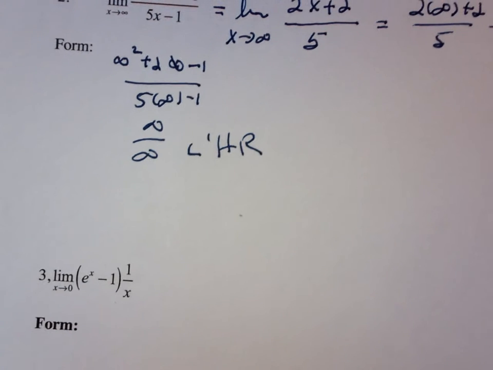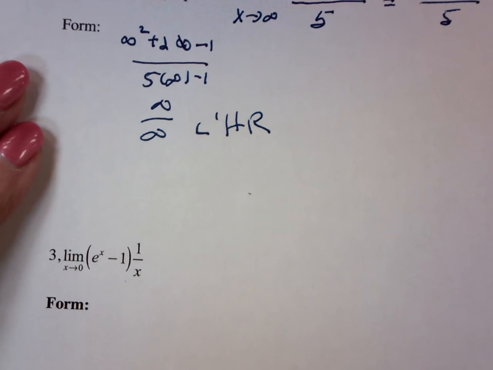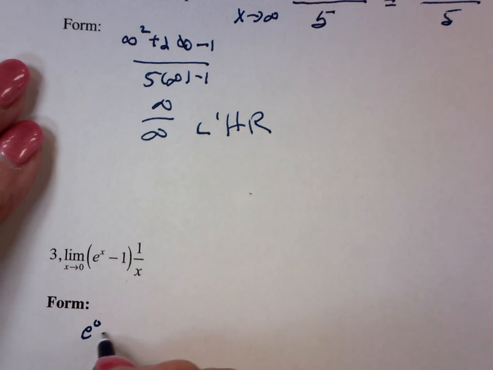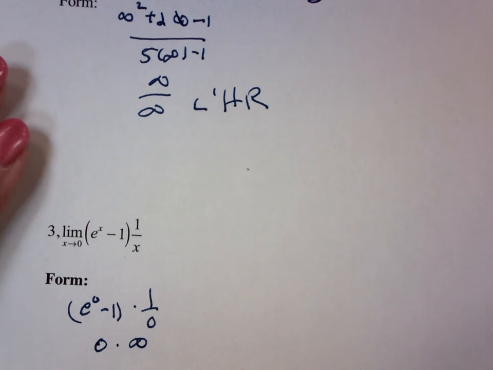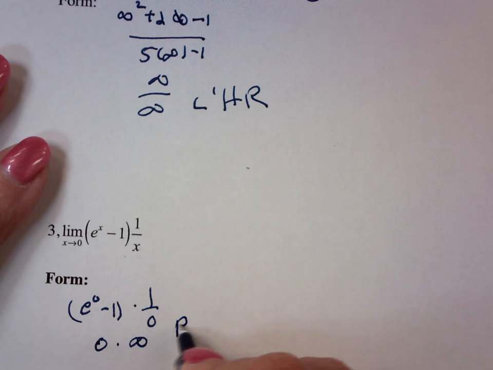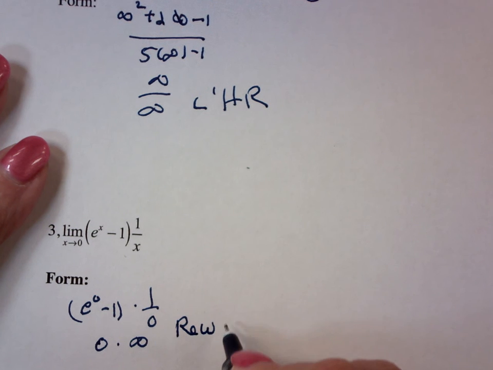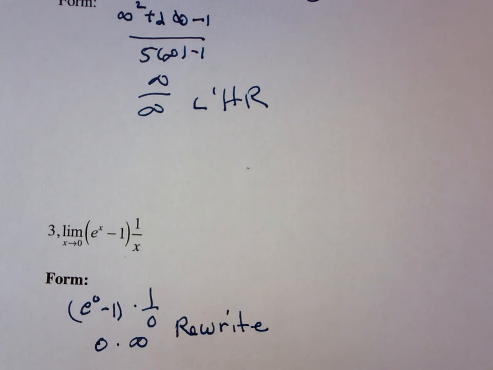Now, what do I do with something like this? Well, plug it in. I get e to the 0 minus 1 times 1 over 0. And remember, this is a 0 times infinity form. This is the only place where you have to go in and rewrite, because you cannot use L'Hopital's rule on it. Why can't I use L'Hopital's rule on it? What do you have to have? 0 over 0 or infinity over infinity.